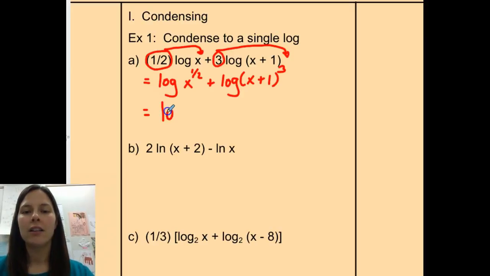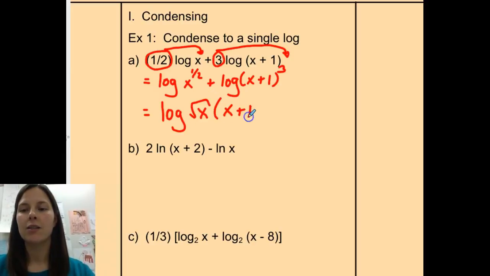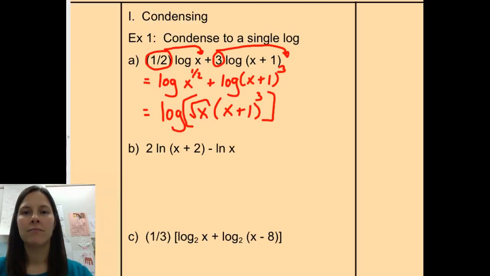So we have log, and I'll rewrite this as square root of x times the quantity x plus 1 cubed. All of this is what we're taking the log of. Notice that that second log is now gone.